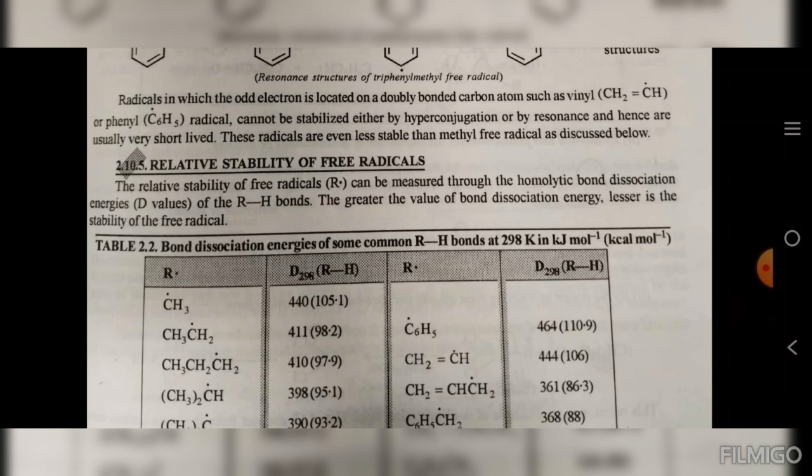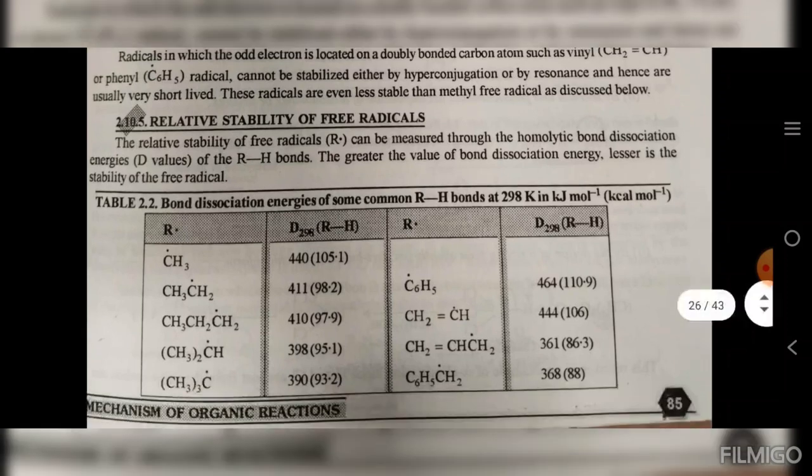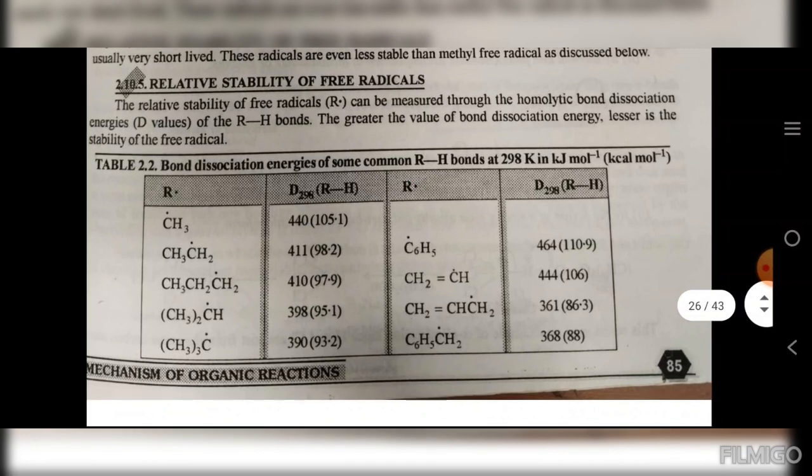Radicals in which the odd electron is located on a doubly bonded carbon atom, such as vinyl CH2=CH or phenyl C6H5 radical, cannot be stabilized either by hyperconjugation or by resonance and hence are usually very short-lived. These radicals are even less stable than methyl free radicals, as discussed below. Relative stability of free radicals.